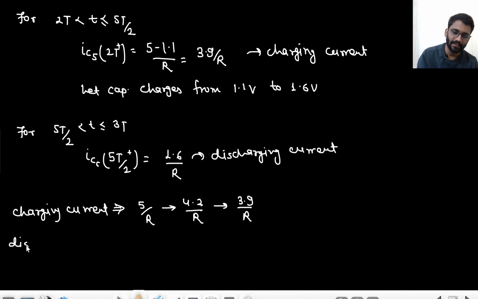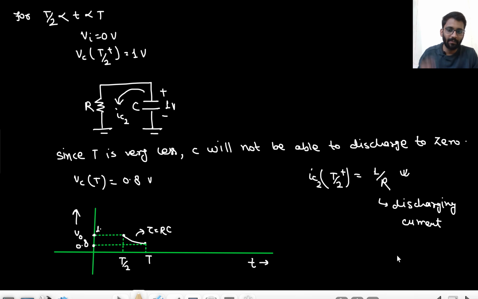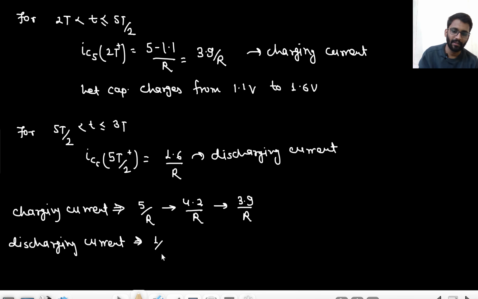What is happening with the discharging current? Tell me. First it was 1 by R, because it was only charged to 1 volt. Then the capacitor was charged to 1.5 volt, so it was 1.5 by R. Now the capacitor was charged to 1.6 volt, so it is 1.6 by R. So what is happening here? Slowly the discharging current is getting increased.